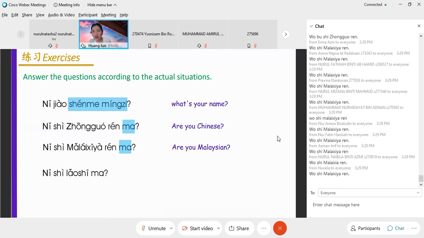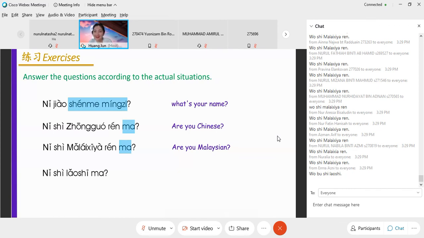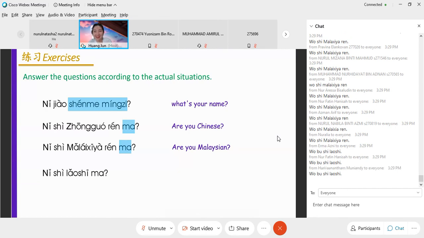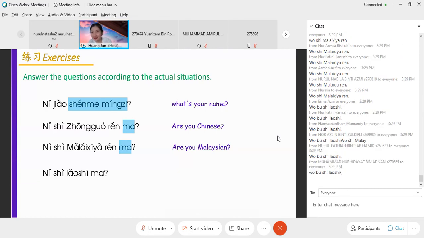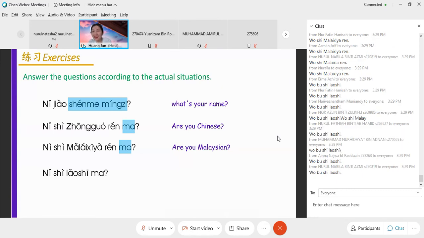你是老师吗? How do you answer me? Oh, very good. Answer so quickly. 我不是老师. Lao. I told you the spelling. So 我不是老师. I'm not a teacher. But for me, my answer is a yes. So I answered with 我是老师. Then continue the next one.